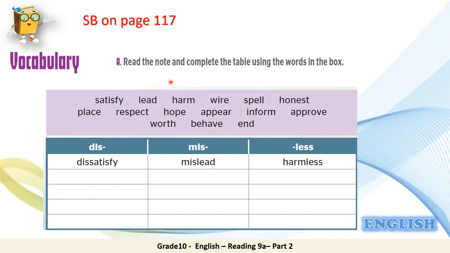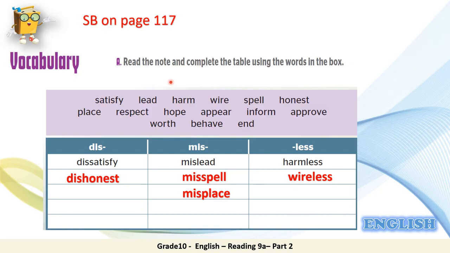Let's correct. How about wire? What is the opposite? How can we change it into a negative word? Excellent. Wireless. We add the suffix less. Spell. The antonym is misspell. Very good. Honest. What is the opposite of someone honest? Very good. Dishonest. Place. It's a verb. We add, very good, the prefix mis.